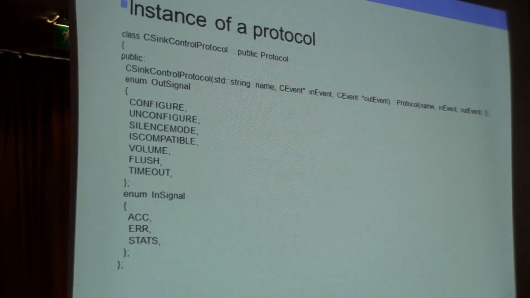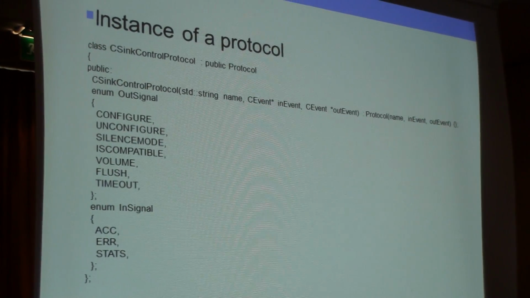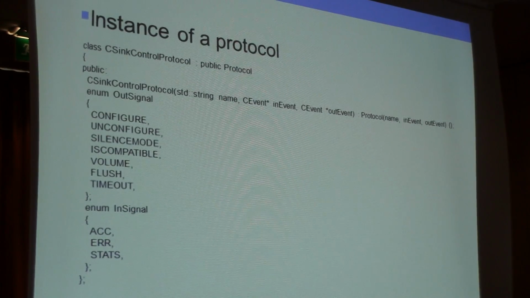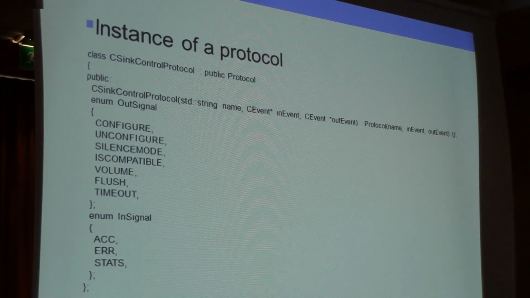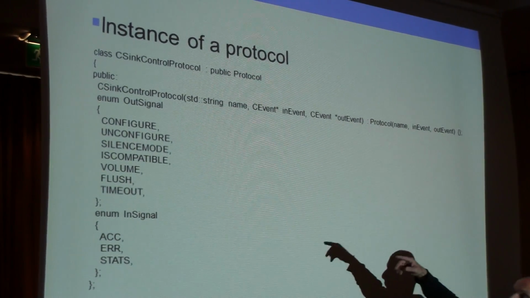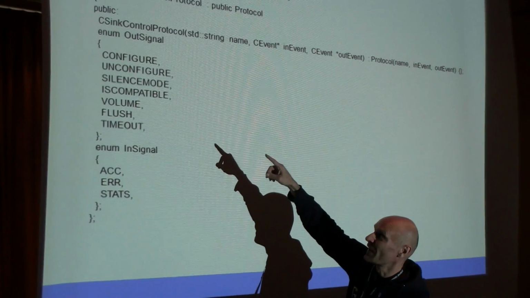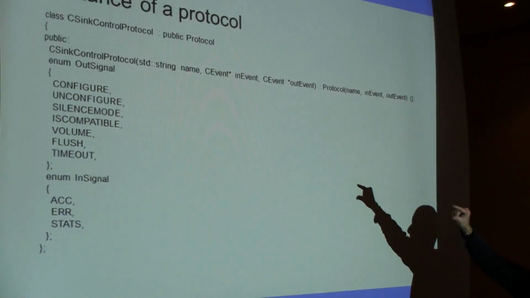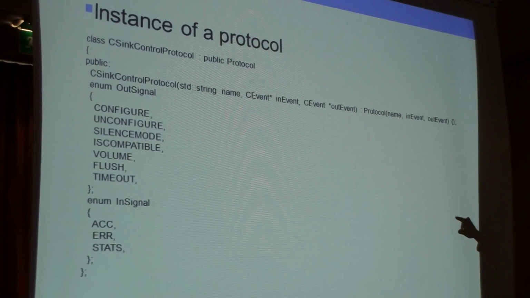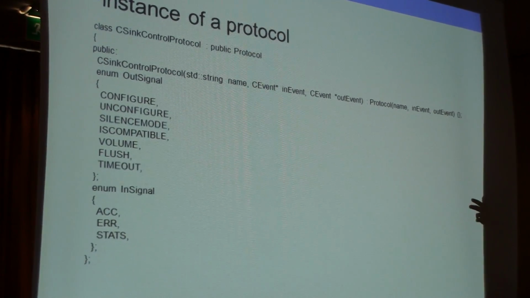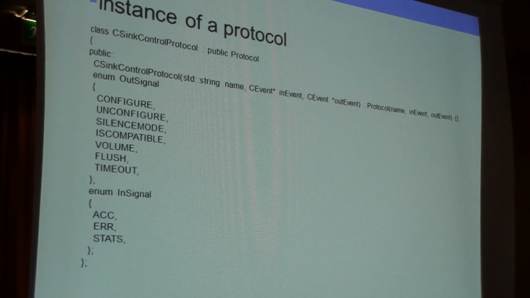And another building block is the port. A port is actually an instance of a protocol. And it's very similar to what we have in DVD players, the DVD message queues. And here we have an enum with the different signals we respond to, and one enum for every direction. So this one is for configure, unconfigure, volume, flush, and returns: acknowledge, error, or some statistics.